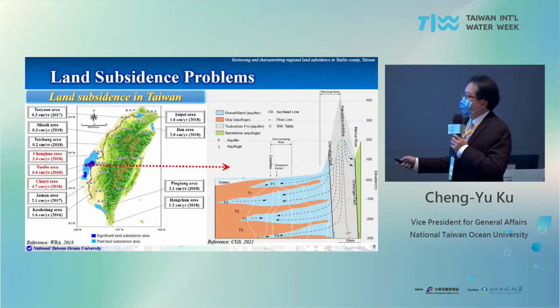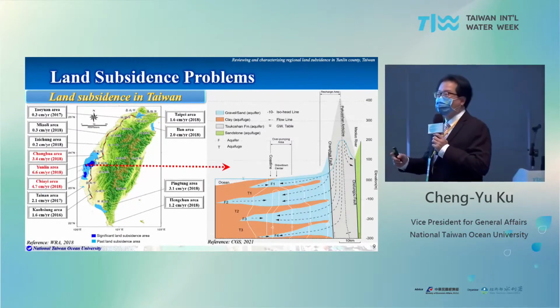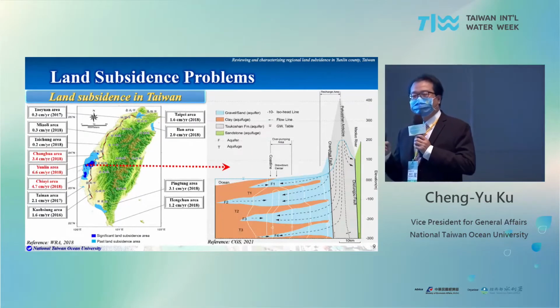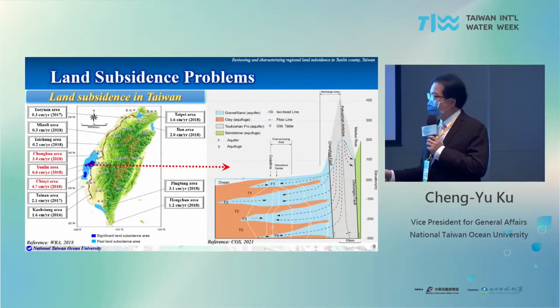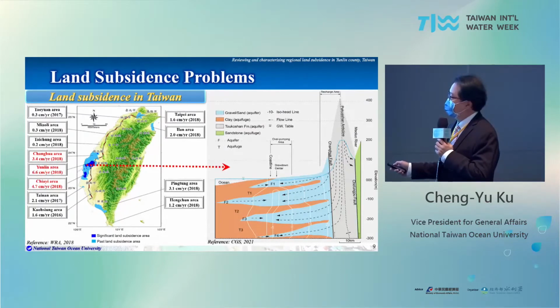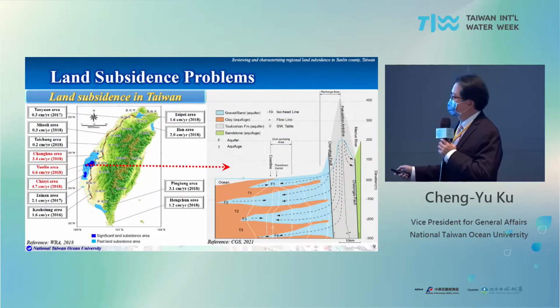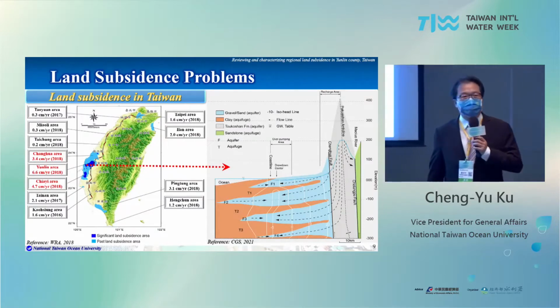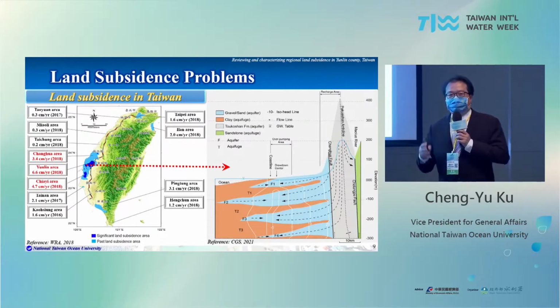From the regional groundwater system, the CGS have already identified the aquifer system in this area. But I would like to emphasize that this is from the regional point of view. They say that there are 4 aquifers: aquifer 1, aquifer 2, aquifer 3, aquifer 4. This is good from the regional point of view.